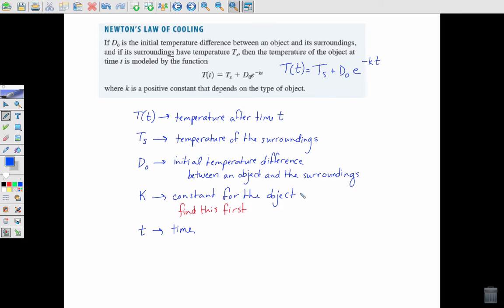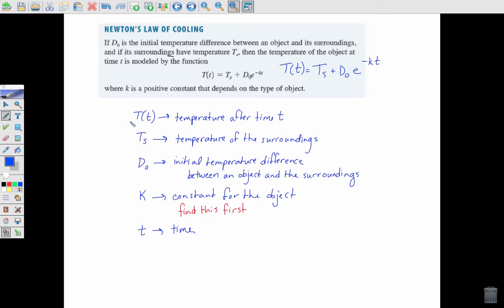Okay, so this is a quick video on Newton's law of cooling. Newton's law of cooling is about a temperature difference between an object and its surroundings, and how the temperature of the object changes over time. The given formula is T(t) = T_s + D_0 e^(-kt).